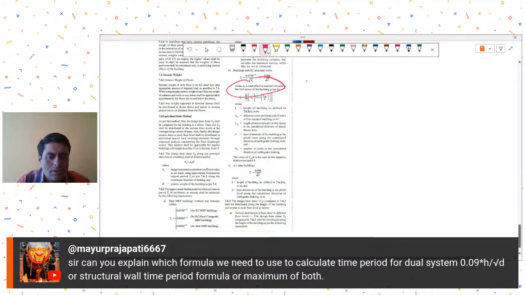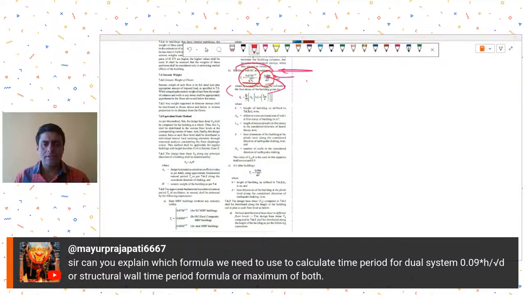Now for dual systems, which time period to consider? For buildings with RC structural walls, you calculate according to this and follow this guideline. Calculate 0.075h to the power 0.75 divided by under root AW. This time period has to be greater than or equal to 0.09h over root d. Accordingly, you calculate both these values and then take the appropriate time period. Because a dual system has RC structural walls, we will go with provision B, and accordingly you can do the time period calculation. Okay.